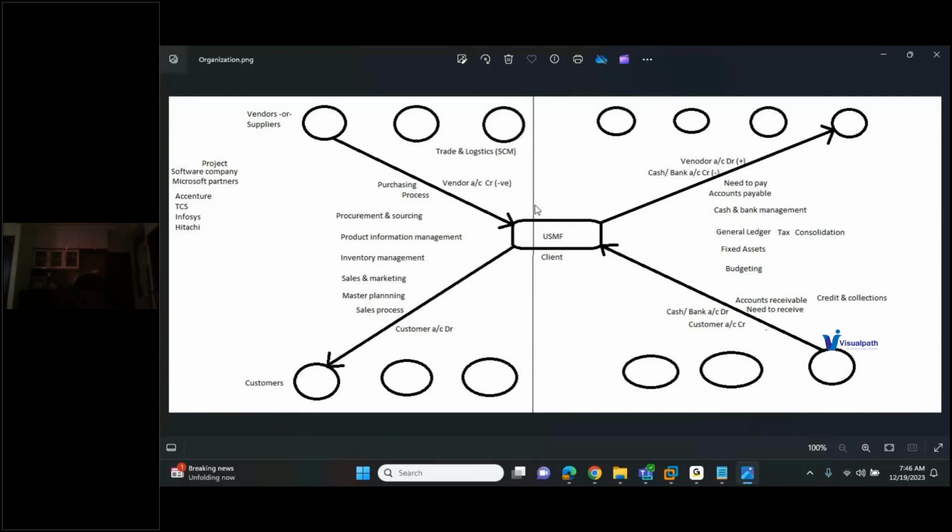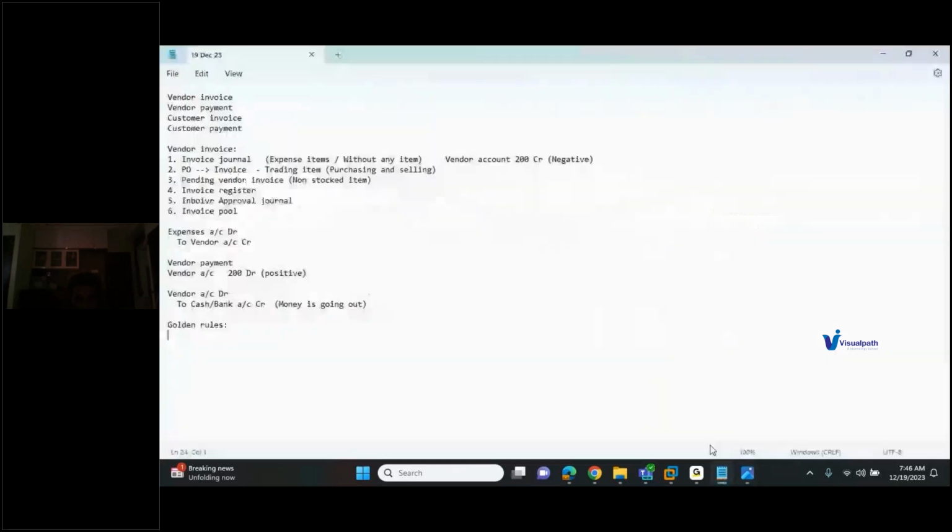And for your business, what is happening? Only that you need to know. What this is for the vendor, what this is for the customer, is not relevant to you. For you, what is happening in your system if you are running your business, what do I have to update? Whenever you receive an invoice copy, it is expenses account debit to vendor account credit. Why vendor account credit? Because I need to pay money.